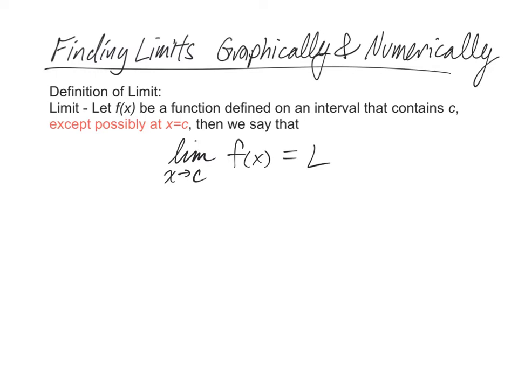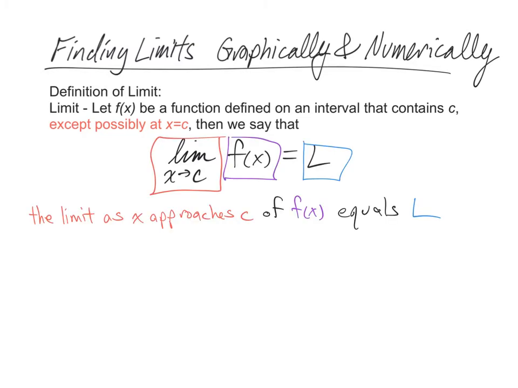So here you can see that a limit is defined as f of x is some function defined on an open interval that contains c, except possibly at x equals c. And we say that the limit as x approaches c of f of x equals L. Now I have these different expressions up here circled in different colored boxes, and that matches up with what we say down here.